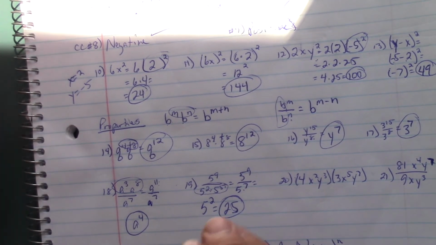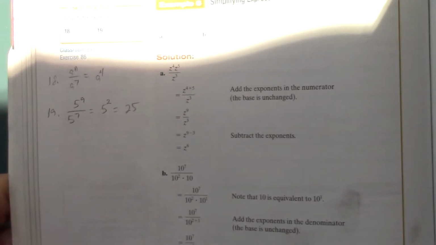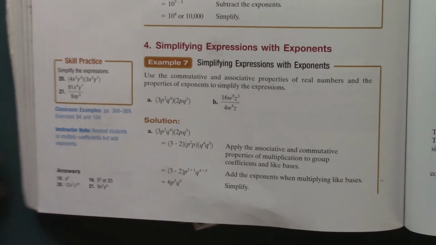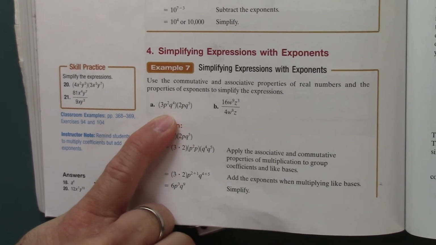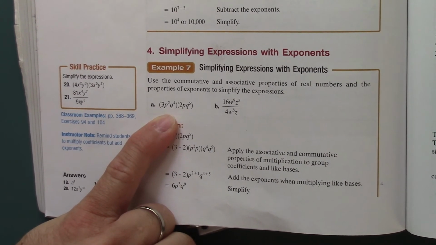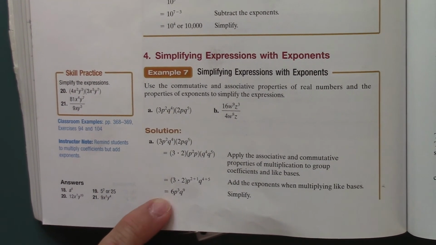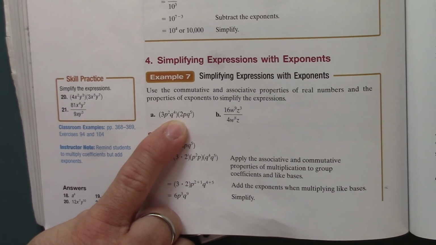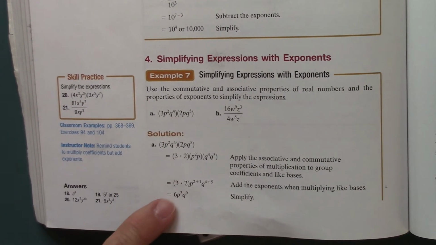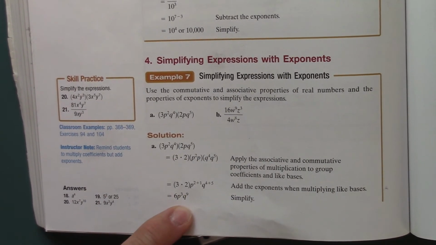All right. So let's look at what it's trying to do in example 7 here. On example 7, okay, it gives you an equation, and all you need to do when it's multiplied is just multiply everything. So 3 times 2 is 6. That's how I get that. p^2 and p^1, when there's nothing here, it means p^1. It's just add them. 2 plus 1 is 3. And q^4 times q^5 gives me q^9. And it's as simple as that.